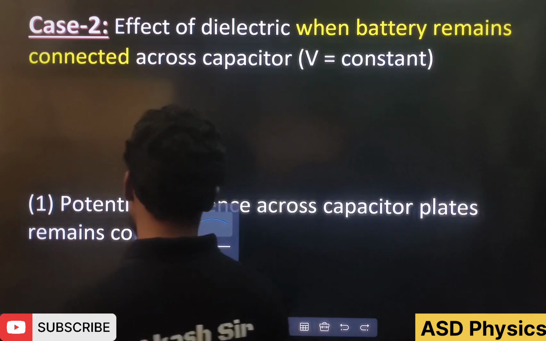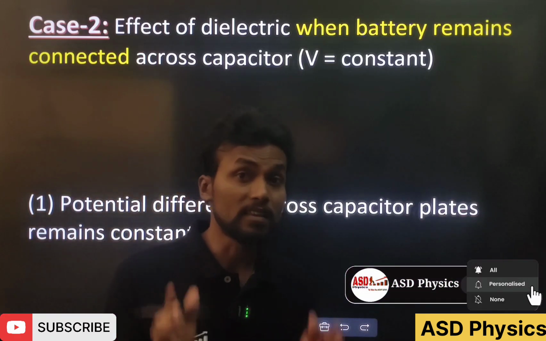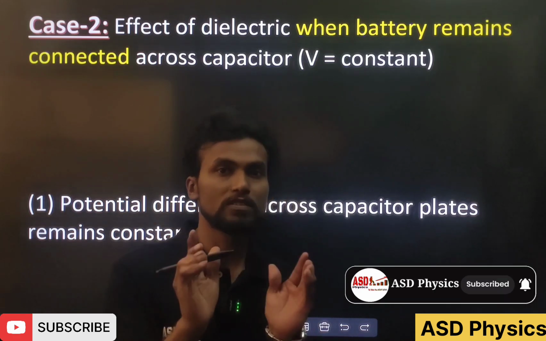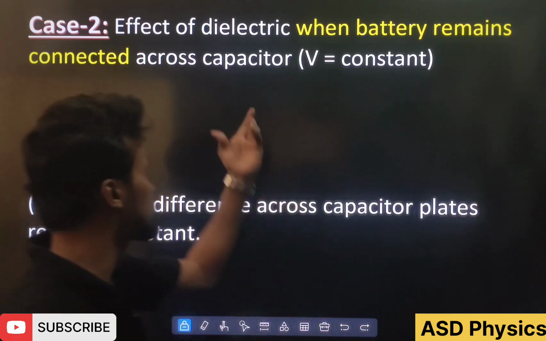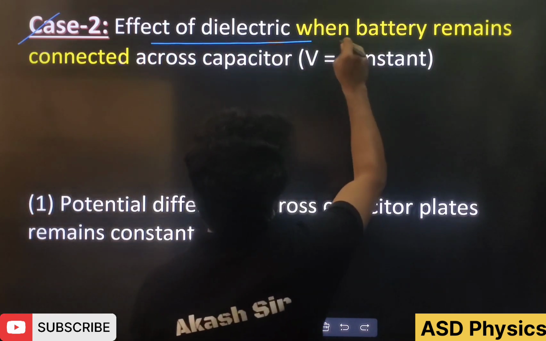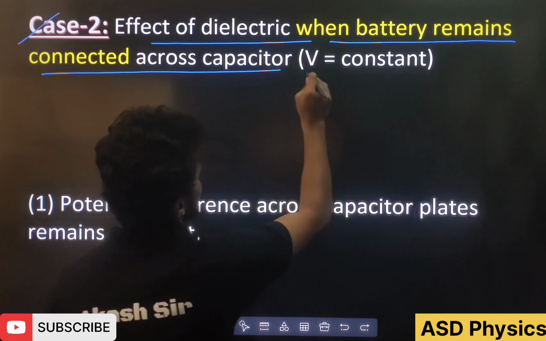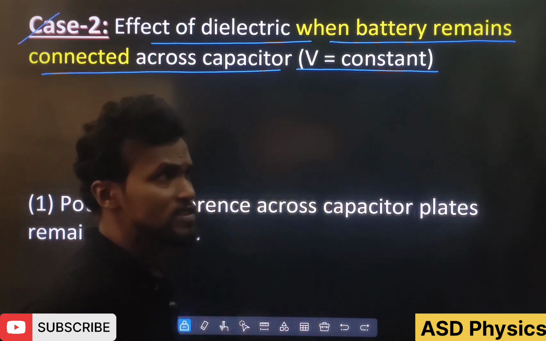Next one, let's see. Case 2. In this, in the question itself they will tell the battery is kept connected. Otherwise we have to consider it disconnected by default. So see this situation. Case 2: effect of dielectric when battery remains connected across the capacitor. And what is constant now? The potential V is constant.